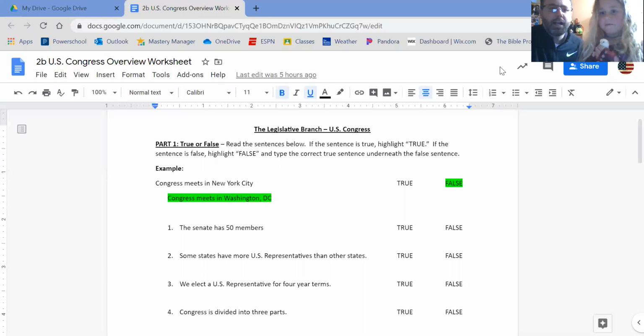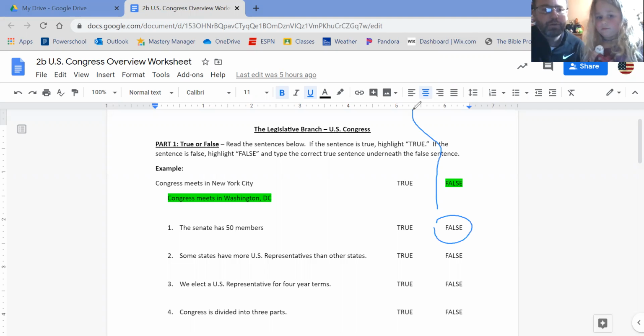All right, number one, the Senate has 50 members. Is that true or false, Cam? That's false. How many Senate members? The Senate has 100 members. So let's go false. And how many members are there? There are 100 in the Senate.